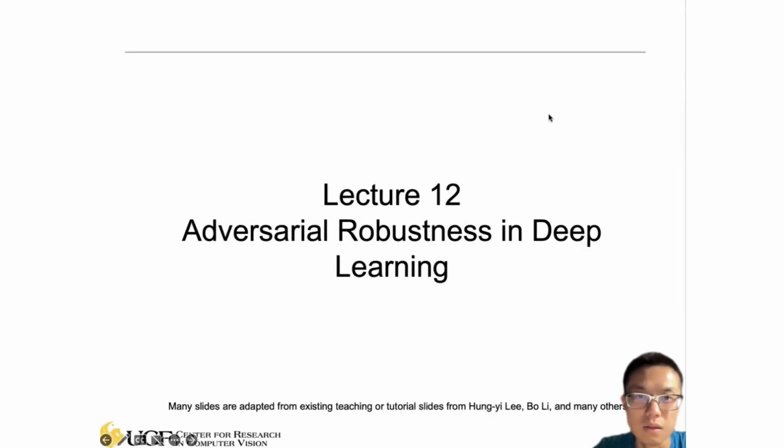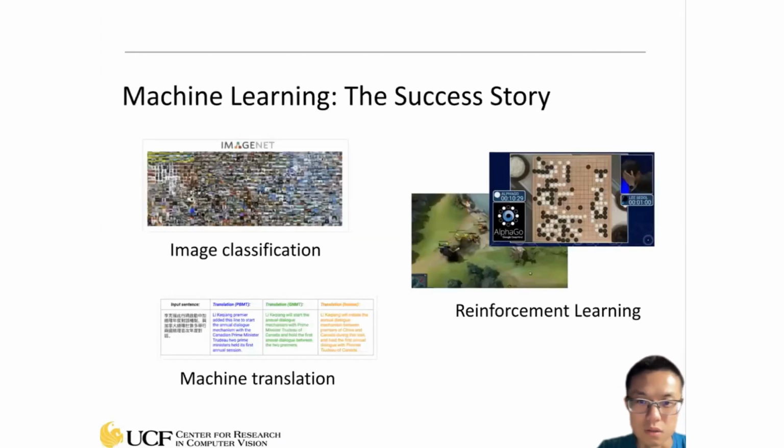Okay. So for today's lecture, we'll talk about adversarial robustness in deep learning. We've heard a lot of stories about the success of machine learning, in particular deep learning. For image classification, we are constantly improving the classification accuracy on the ImageNet benchmark. We're also very good at machine translation, and AI or machine learning algorithms are able to outperform a human player at the game of Go.